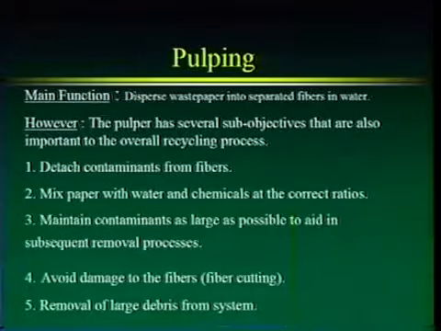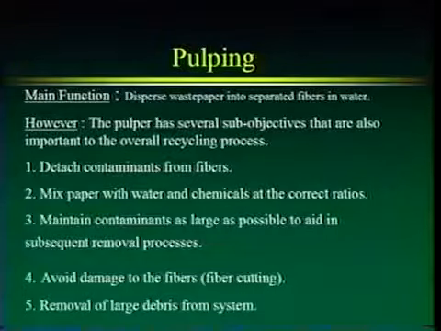In many cases, if we're going to do de-inking or removal of adhesives or plastics from the surface of the fibers, we need to impart mechanical forces so that we can detach the contaminants from the fibers. If contaminants are left on the fibers or fibers are left on the contaminants, the removal of the contaminants is near impossible. The second objective that a pulper can do is mix the paper with water and chemicals.